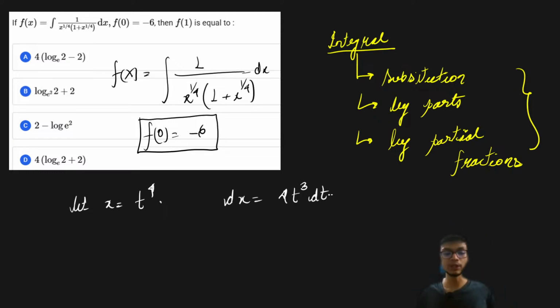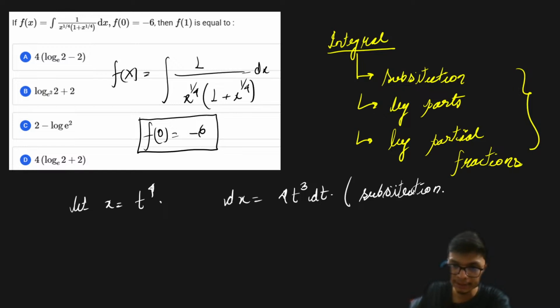4 times t cube dt, right? Now, if we use this substitution over here, I am basically solving the question by substitution, okay? I hope this is clear, okay? Before you start the chapter, it is very important to understand the methods, okay? So I'm doing substitution. I'm assuming that x is t to the power 4.